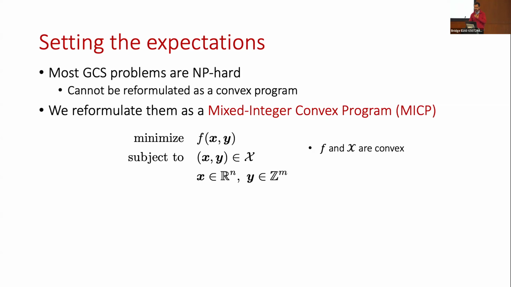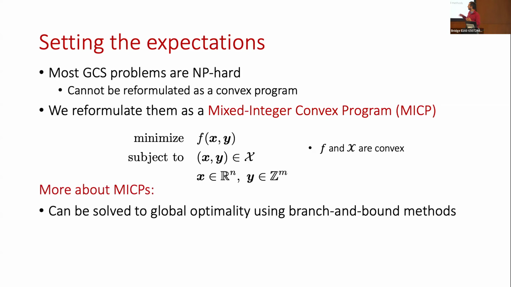So what is a mixed integer convex program? It's an optimization problem where we have an objective function f that is convex, and a constraint set X that is convex. Some of the variables are continuous, x, and some of the variables are, for example, integer, discrete, y. So a couple of important facts about these problems. They are computationally hard problems. So in the worst case, your solver will take exponential time to solve them. But there are basic algorithms that can solve to global optimality any mixed integer convex problem. These are branch and bound techniques.